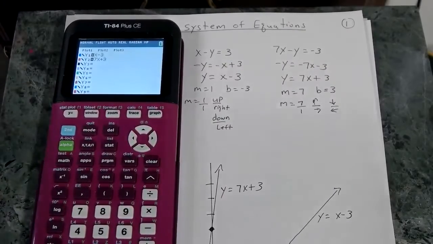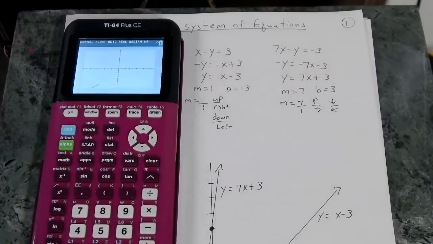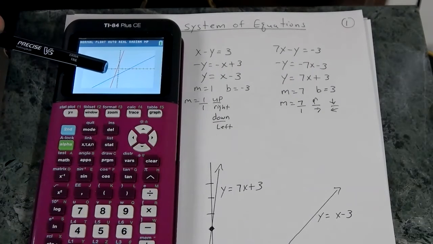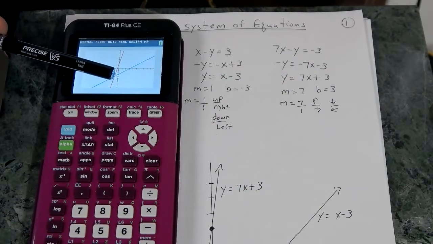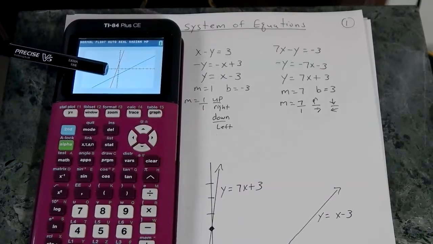Since I want everybody to start at the same pace, hit zoom 6, which is your standard window. And here's the first equation. That's the x minus 3. Here's the 7x plus 3. And you see that the intersection is right there. But we're going to let the calculator give me that intersection. The only thing you have to do is make sure that you see the intersection on your screen.